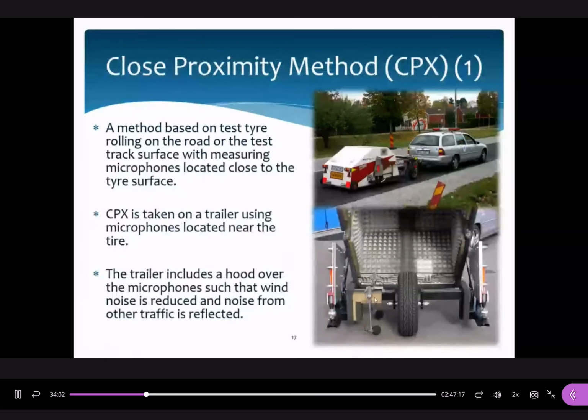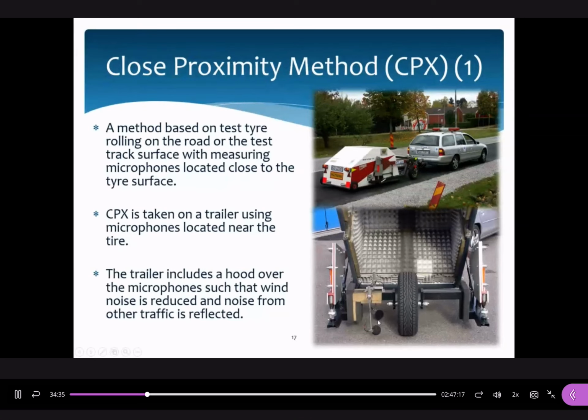What is that? When we want to test the road surface, the road pavement in real situations, we cannot make use of the pass-by method. For example, if we want to test the highway along PolyU campus, we cannot use this one. We may make use of the CPS approach. What's that? There is a trailer here. Inside this trailer, we can install different types of tires.